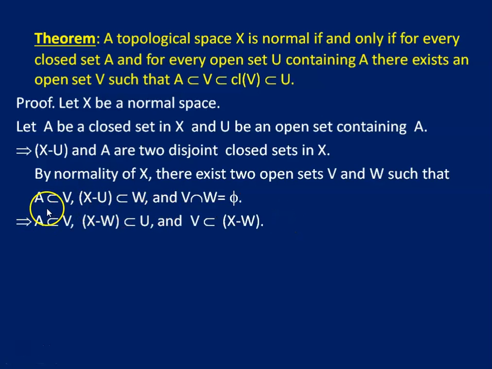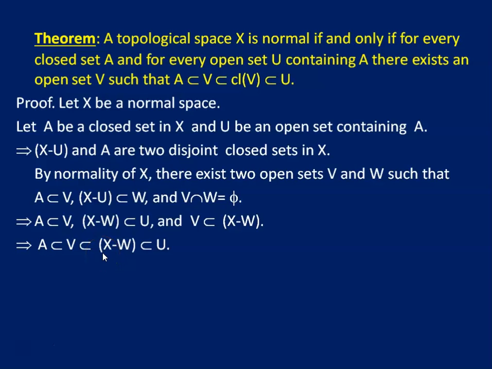From here we have A is a subset of V, and X minus U is a subset of W. So taking complement on both sides, X minus W is a subset of U. Here V and W are disjoint, so V is contained in X minus W. So we have A is a subset of V, V is a subset of X minus W, and X minus W is a subset of U.